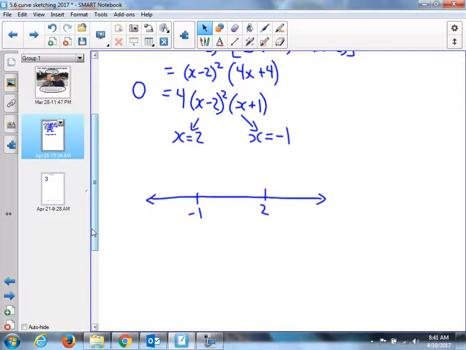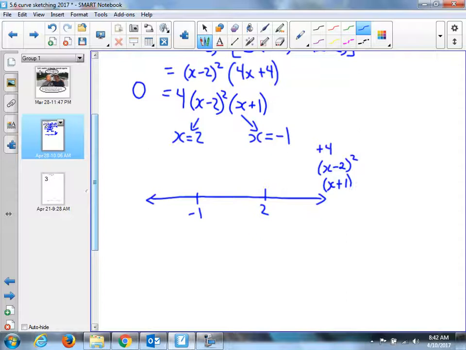You list your derivative on the side, including the +4, because if that was -2, it would actually change signs and stuff like this on things. So that's why I put it there. Or if that was 4x, I would still put that as 4x. So I'm going to put the +4. It never changes signs. (x - 2) squared, that's important, (x + 1).